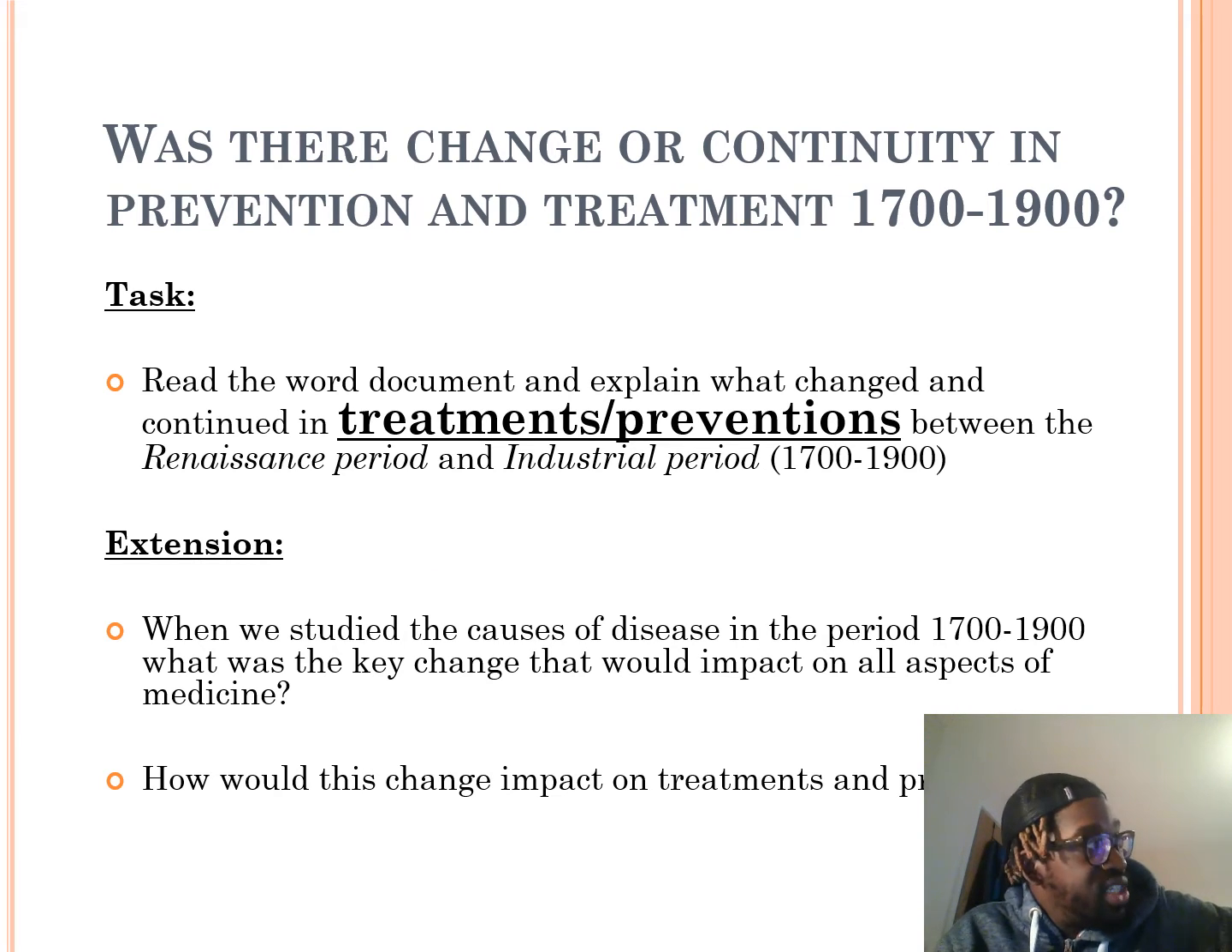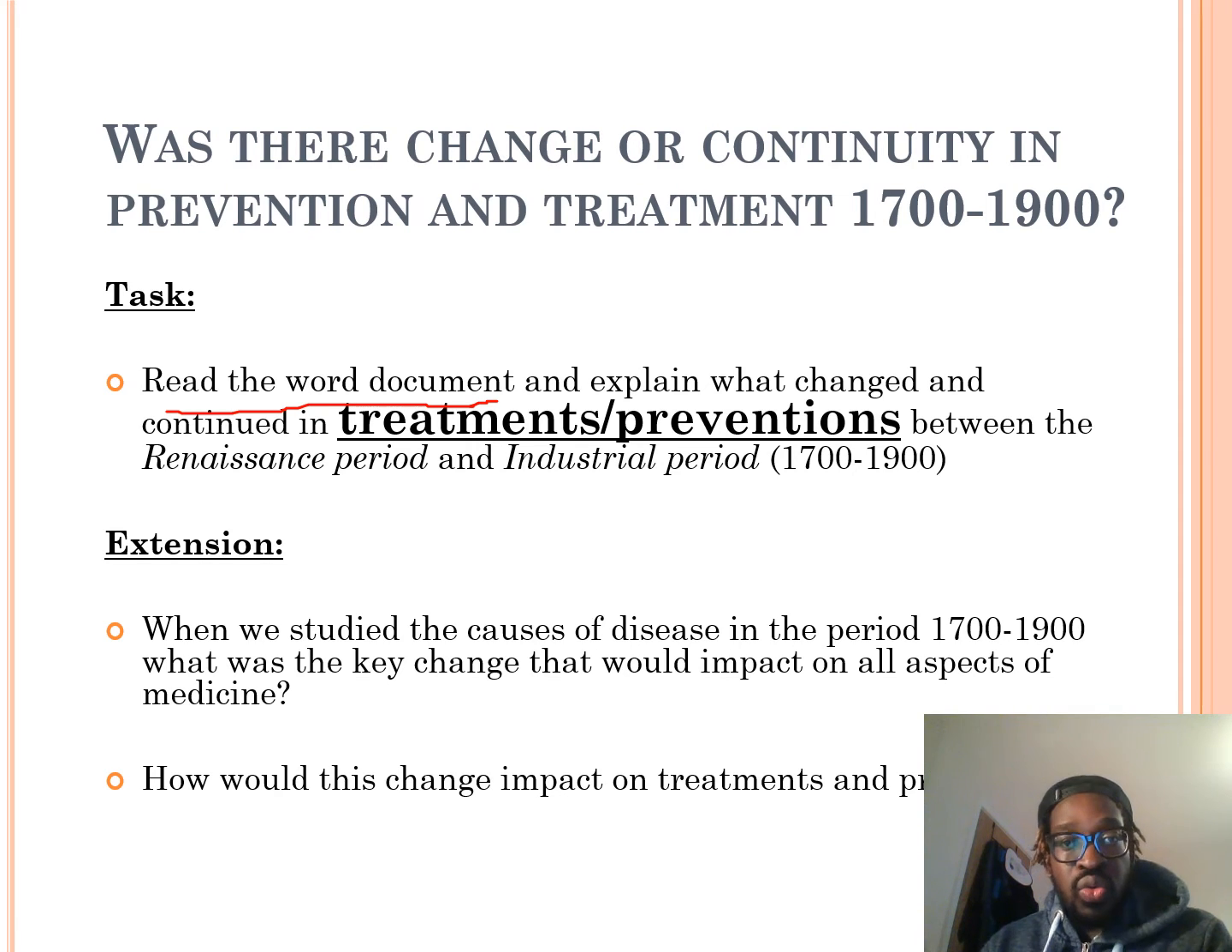So now we get onto the 1700s and 1900s and start to look at what we can learn from this. Was there change or continuity in prevention and treatment 1700 to 1900? Now look at this first thing: I've said read the Word document. When I email this task to you, there will be several attachments with it. One of them will be a massive Word document, about 3 pages long. Read the first section, which will say treatments and preventions. Read that document and explain what changed and what continued. Continued means stays the same in treatments and preventions between the Renaissance period and the industrial period.